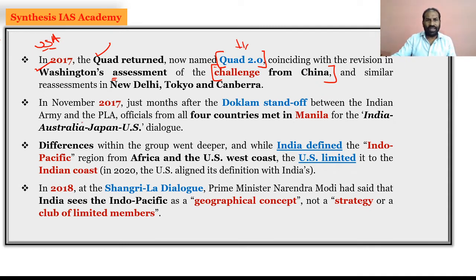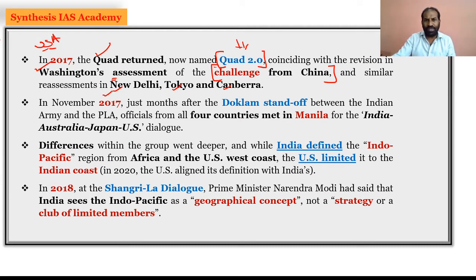That means a similar reassessment was taken up by New Delhi, Tokyo and Canberra, that is India, Japan and Australia, along with the US, that yes, there is a probable challenge and threat from China, so why not all come together and have a Quad 2.0, which was cancelled in 2008. That is why in 2017 Quad 2.0 has come up.